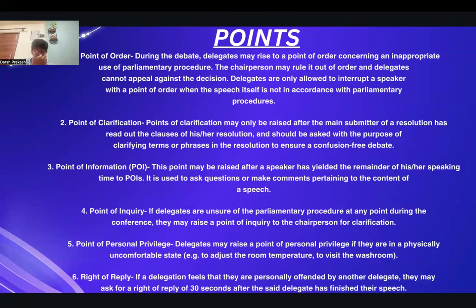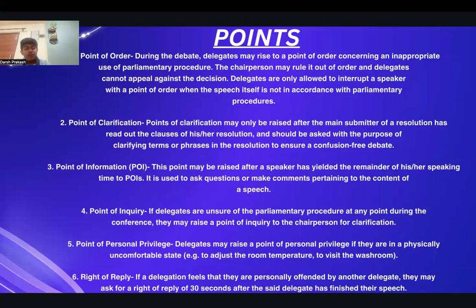Coming on to POIs, point of information. A point of information we discussed in yielding time, where you can yield time if time is left in your speeches. Okay. Now, one more aspect of yielding time is that you can only yield time in GSL, general speakers list. In a moderated caucus, if you're left with any time limit, it is automatically yielded to the chairperson. In that, you need not yield the time to anyone.